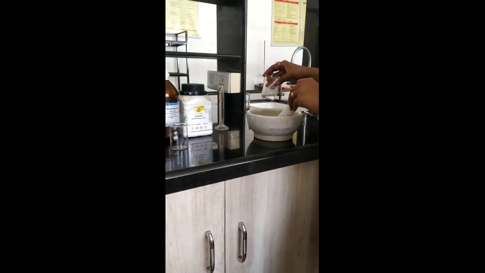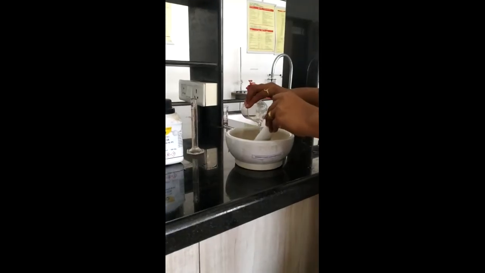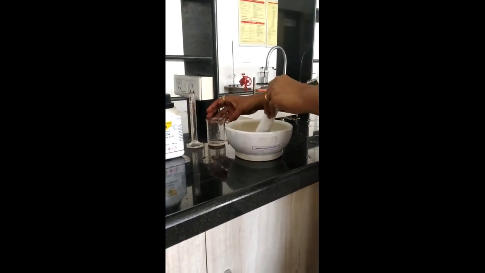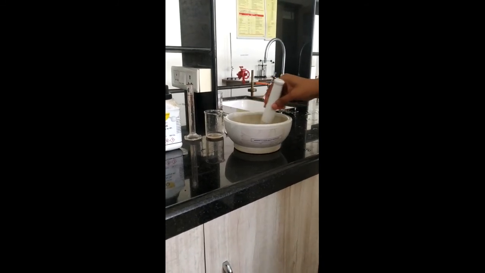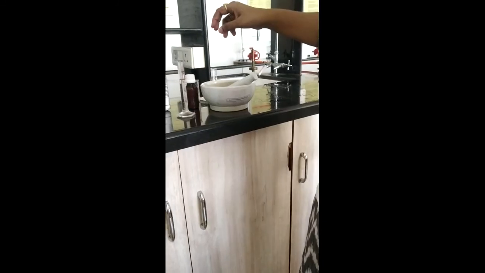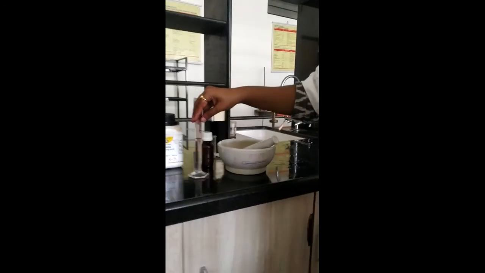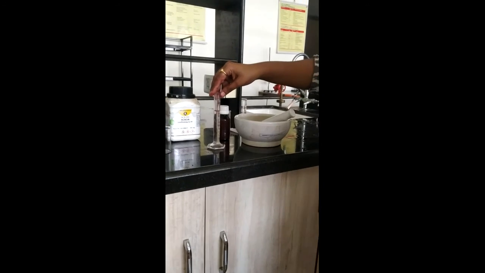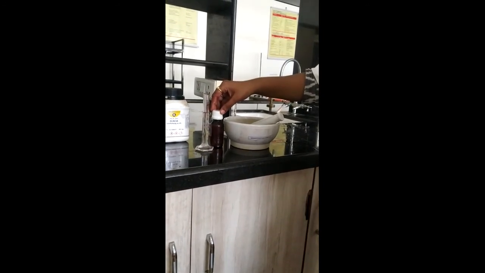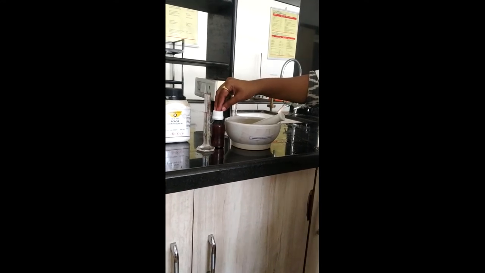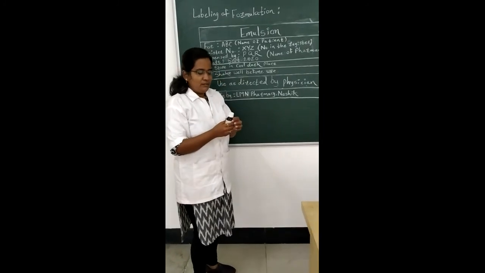Now after proper trituration we have to add this purified water into it. Then again we have to triturate it properly in this mortar and pestle. So now after trituration I transferred this solution into this measuring cylinder and made up the volume up to 10 ml. Now I am going to transfer it into this container, and then we will proceed to the next labeling part. So now move towards the labeling part.